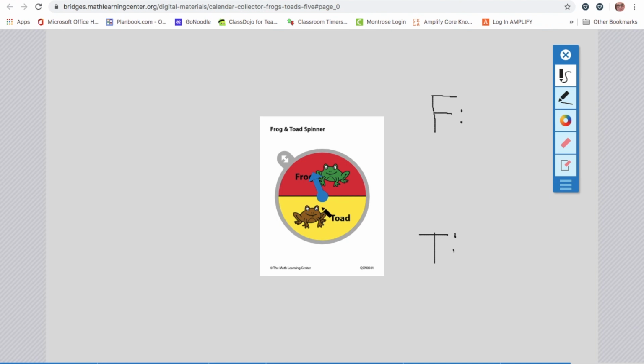Every time I spin it, I'm going to put a little tally mark next to the F for frogs. And if I land on toads, I'm going to put a tally mark next to the T for toads. Are we ready? Okay, here we go. Spin number 1. Uh-oh, Miss Morris forgot. I got to take it off the spinner.